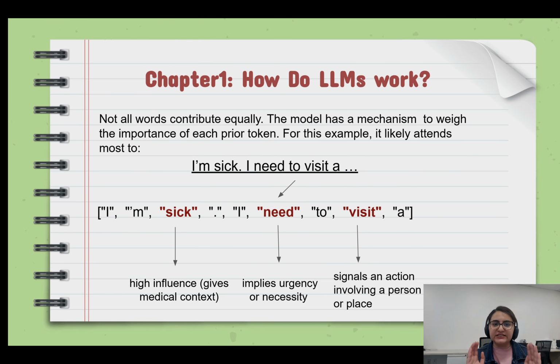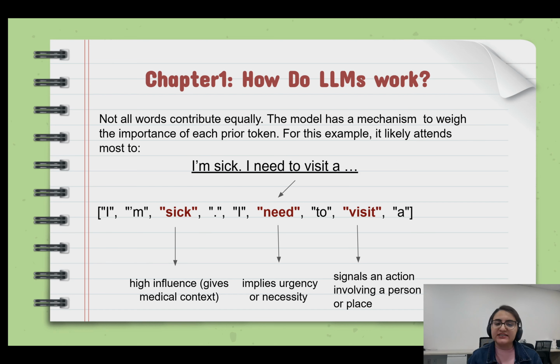If you give this sentence to the LLM and ask it to complete it, the LLM will look at all the words in the sentence: I am sick. I need to visit a. So it will look at all these words, but it won't pay attention to all the words equally. The model has a mechanism to weigh the importance of each word.